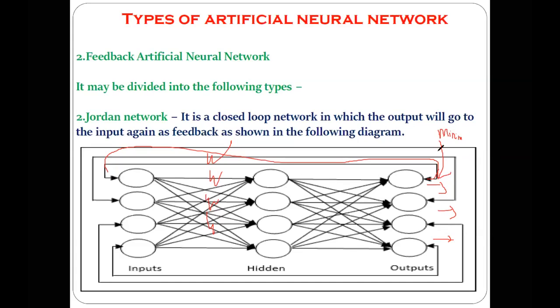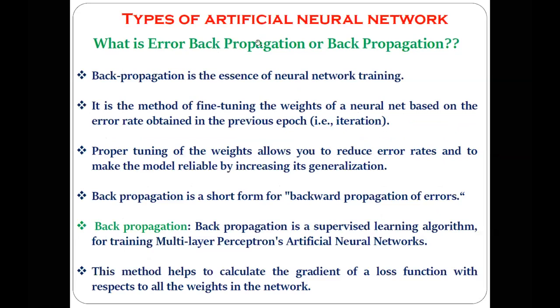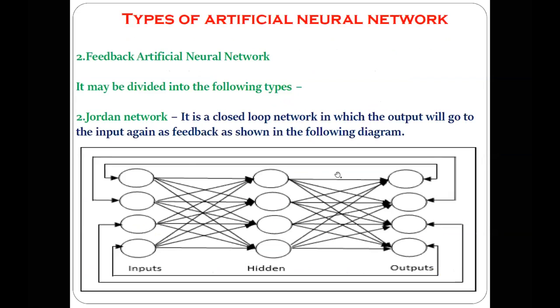The error that will be generated here, if that is minimum, at that time we can say we are getting the correct output there. Okay, so that is the reason I have mentioned it is a method of fine tuning the weights of the neural network based on the error rate obtained in the previous epoch, or based on the error rate obtained in the previous iteration. Understood?